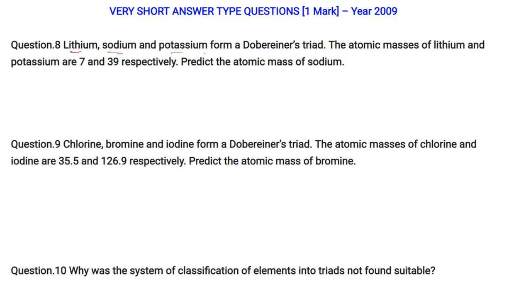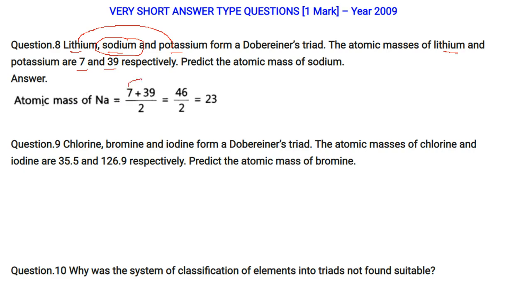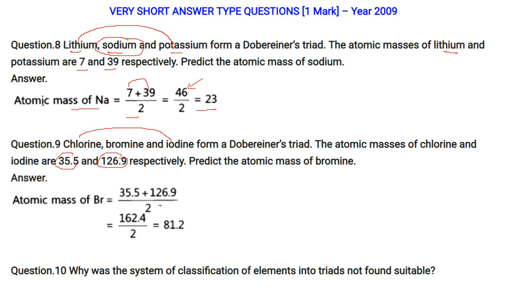Lithium, sodium and potassium form a Dobereiner triad. The atomic masses of lithium and potassium are 7 and 39. Predict the atomic mass of sodium. This Dobereiner triad means you have to add the atomic masses of these two and divide by 2, and you get the sodium atomic mass. So 7 plus 39 by 2 gives you the atomic mass of sodium, which is 46 by 2, that is 23. Similarly, for chlorine, bromine, iodine, the atomic masses of chlorine and iodine are given. So chlorine plus iodine by 2, that is 35.5 plus 126.9 by 2, gives you 81.2. This is the atomic mass of bromine.